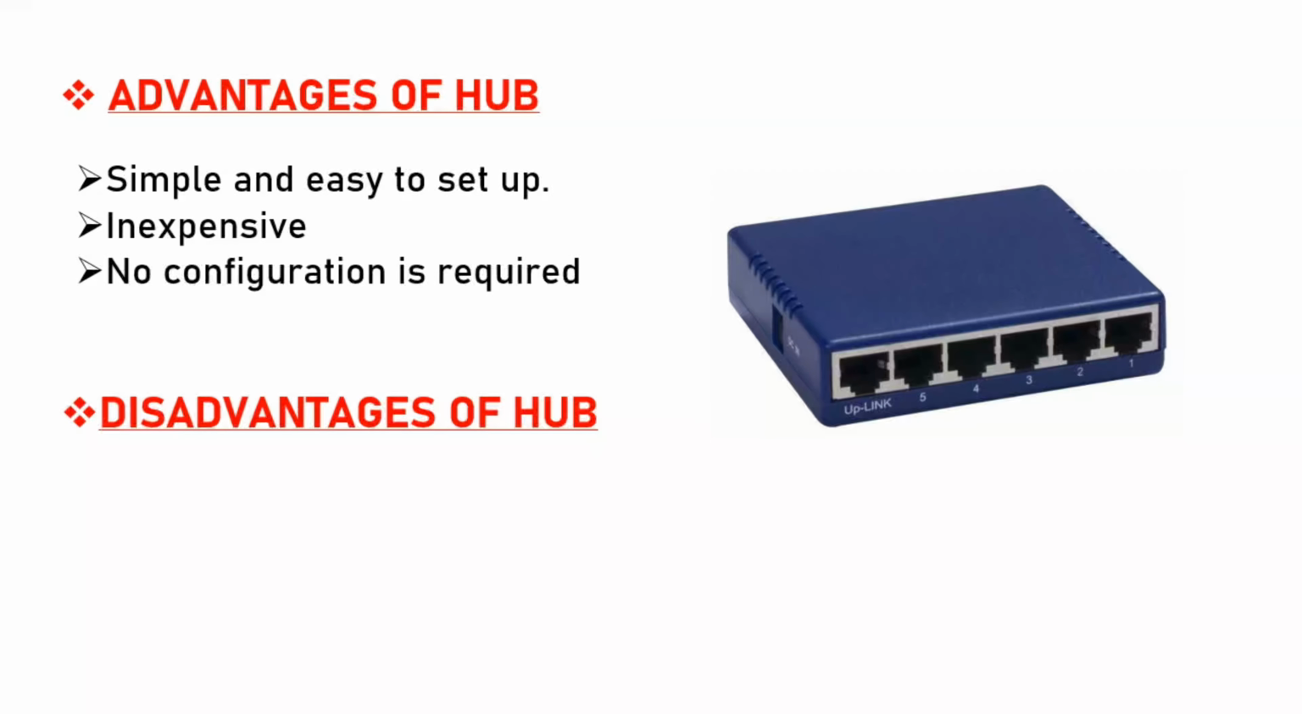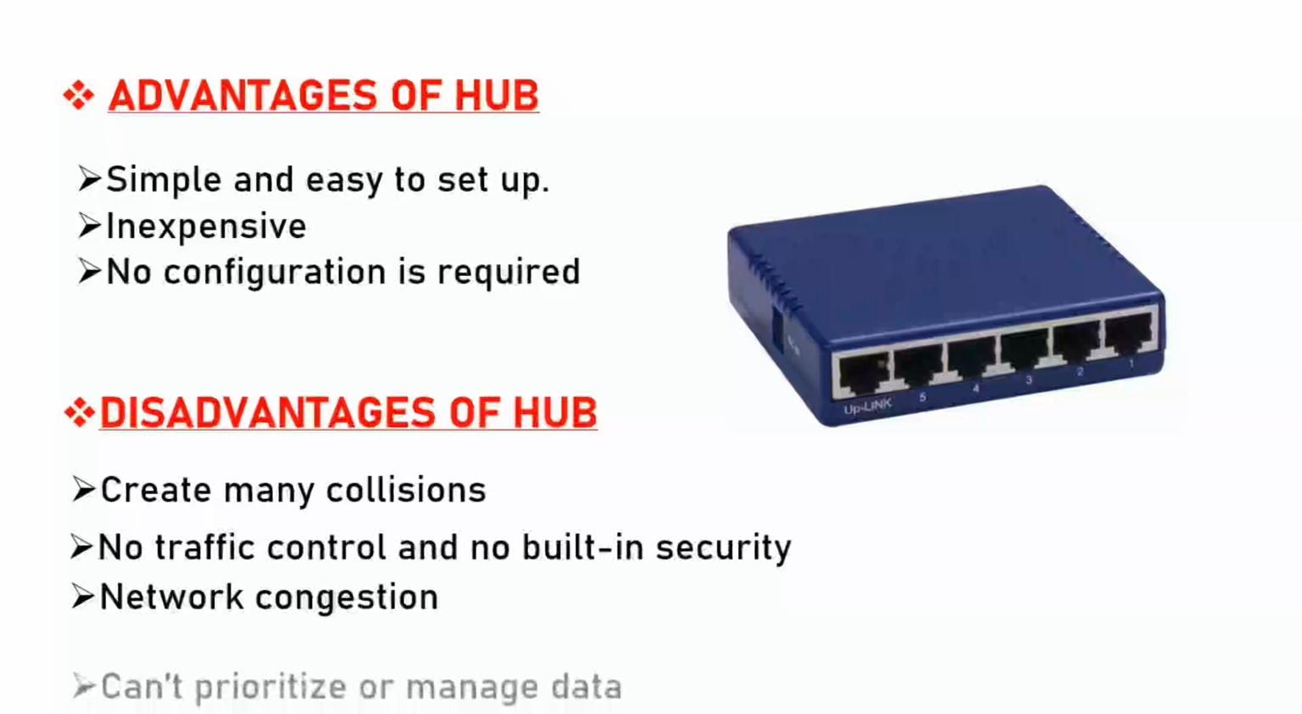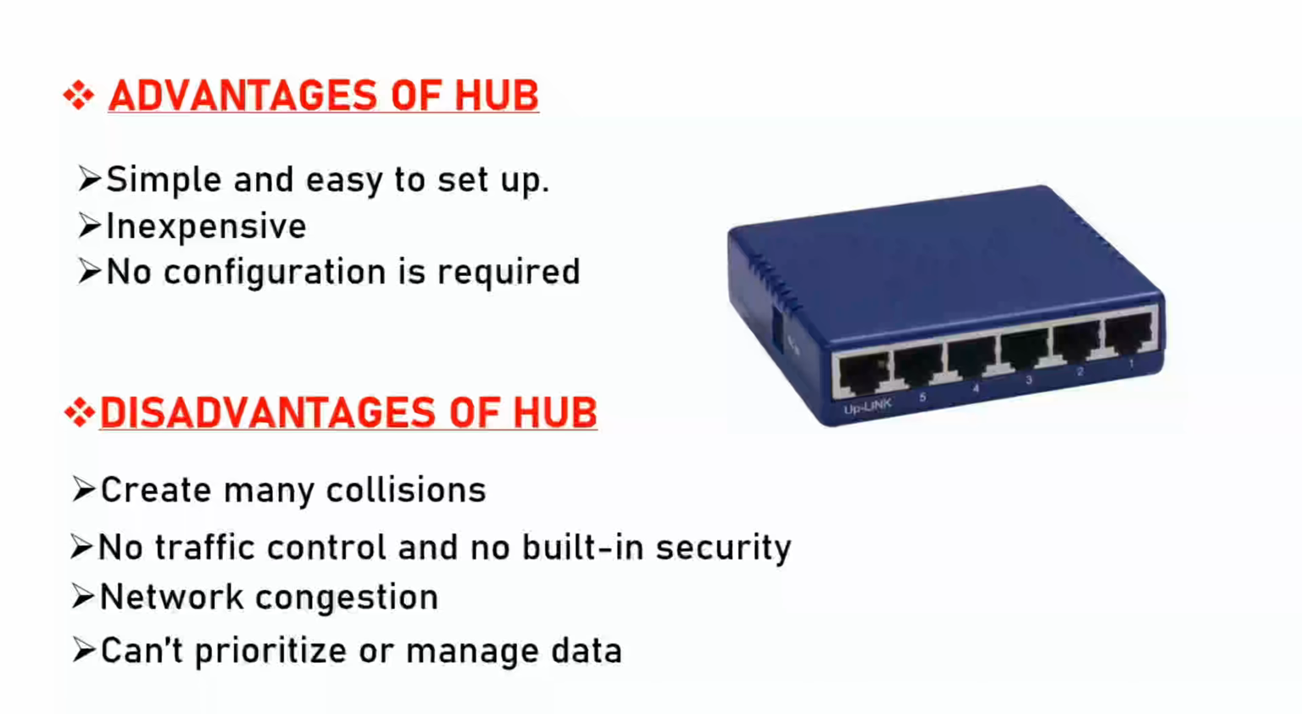But despite these positives, the disadvantages of hubs are quite significant. They create many collisions because all devices share the same communication domain. There's no traffic control and no built-in security. A hub broadcasts data to all connected devices, which leads to network congestion. And finally, it can't prioritize or manage data, which makes it inefficient for larger or modern networks. So, while hubs are simple, they're rarely used in today's advanced networking setups.